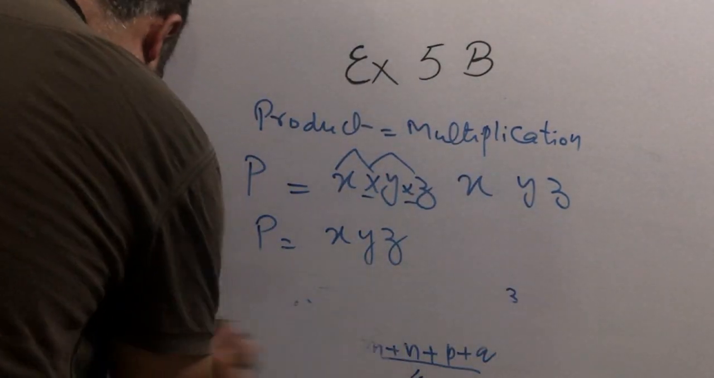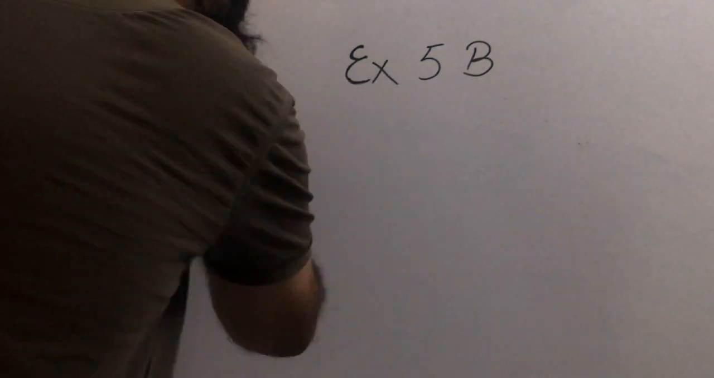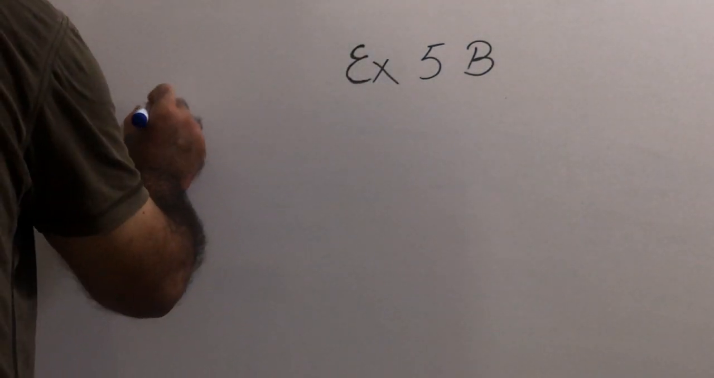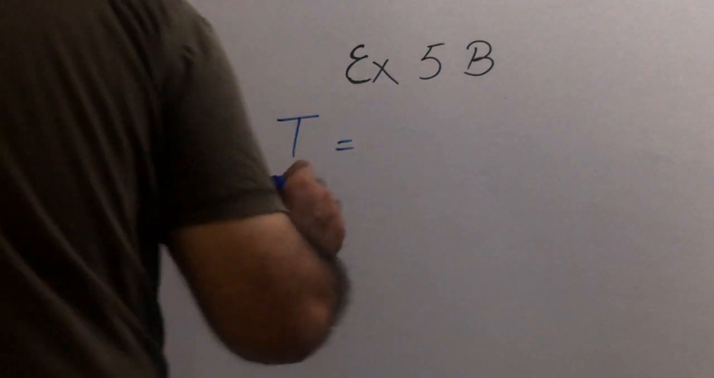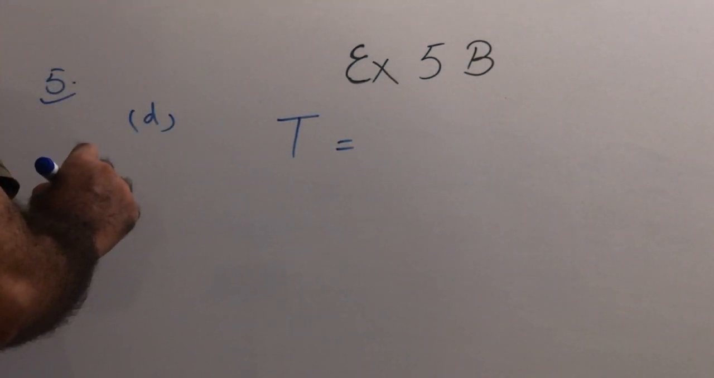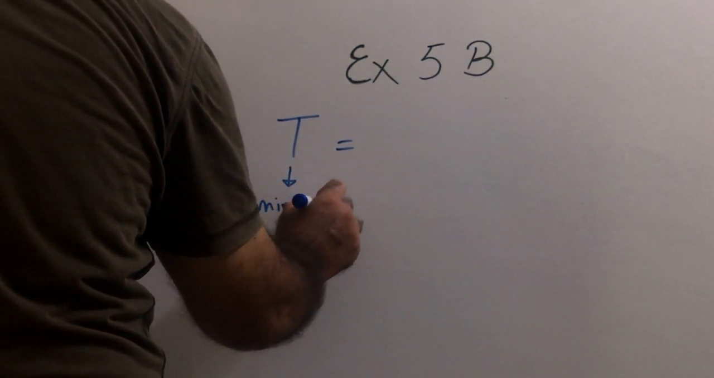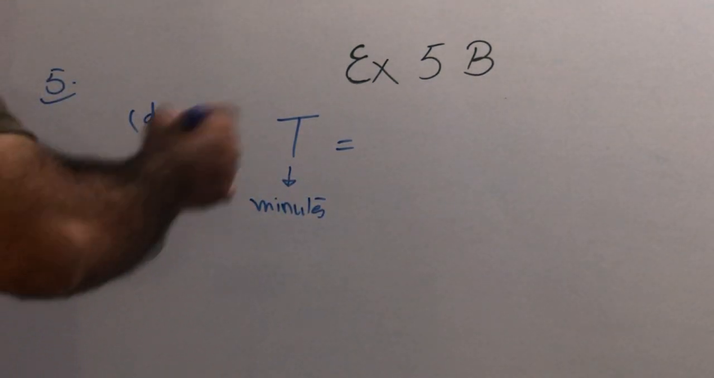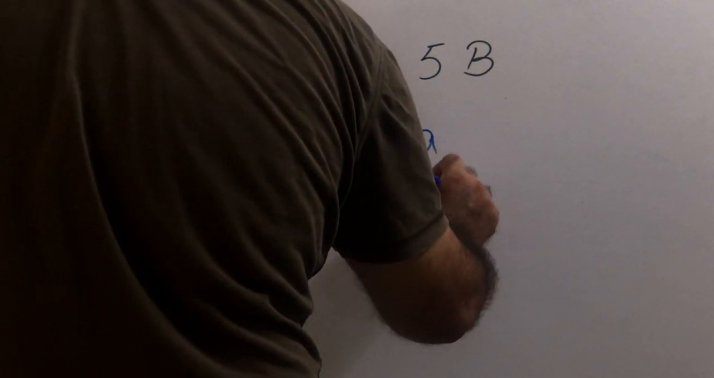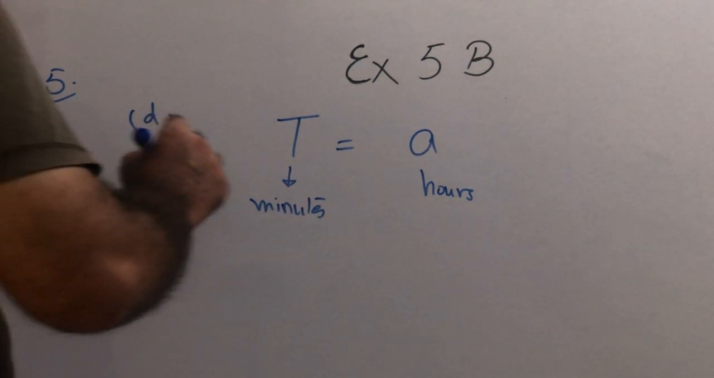Now we will be doing part D. This is the final part of this question 5. Part D says time T is equal to the time in minutes for a train journey of A hours and B minutes. How many hours? A, it is in hours. And B, minutes. How many minutes?